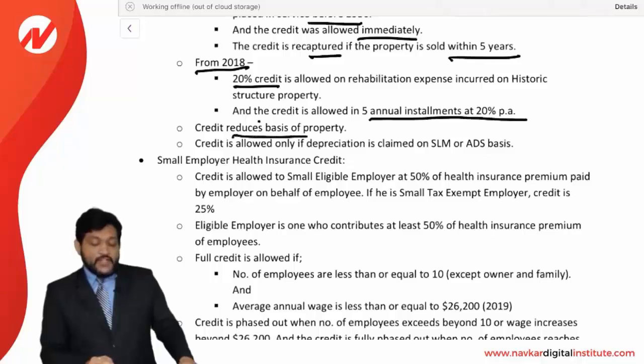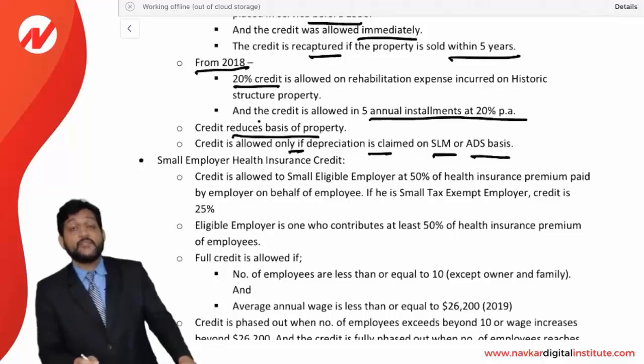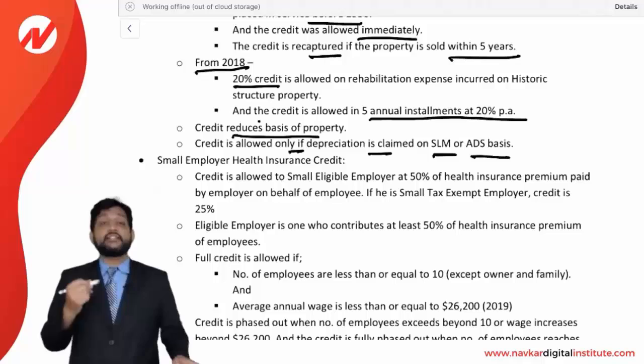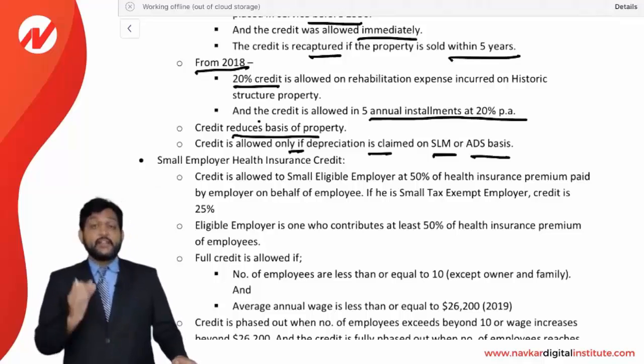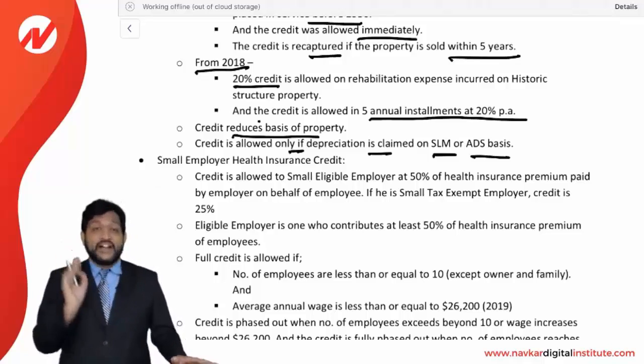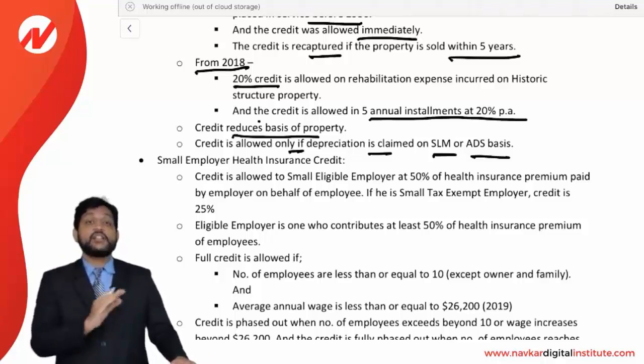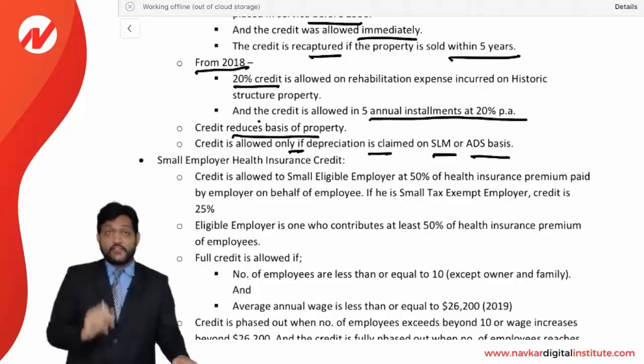Credit reduces the basis of the property. So whenever you get a credit, the basis of the property will be reduced. Credit is allowed only if the depreciation is claimed on SLM or ADS basis. Look at this. If you charge depreciation as per SLM or any of the alternative depreciation system, it means if you do not follow MACRS, you will get this credit. If you are following MACRS, you will not be allowed this credit. That's very clear on this point.